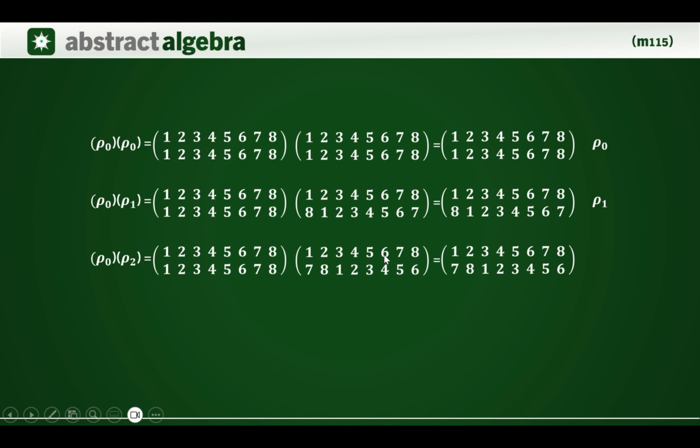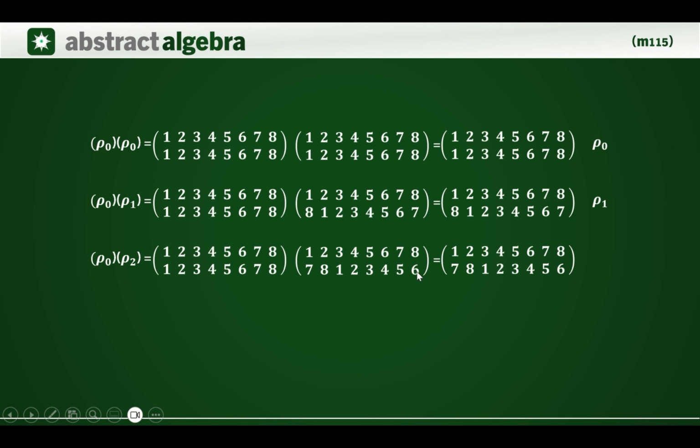Next is the 6. So the 6 maps to 4. Then we are going to find the 4 here. So 4 maps to 4. Therefore, 6 maps to 4. Next is the 7 maps to 5. So we are going to find the 5 here. So 5 maps to 5. Therefore, 7 maps to 5.